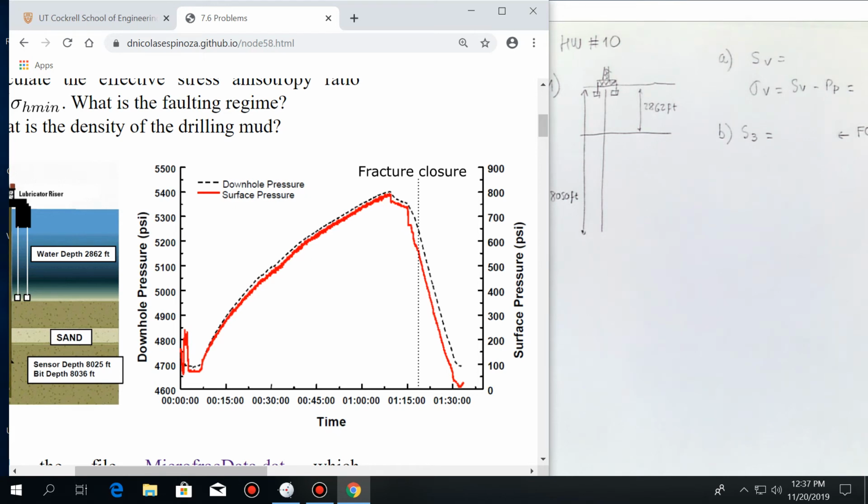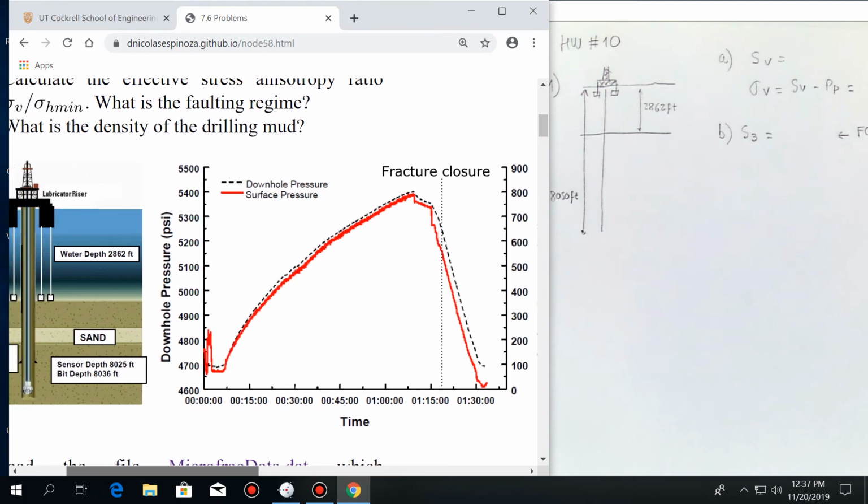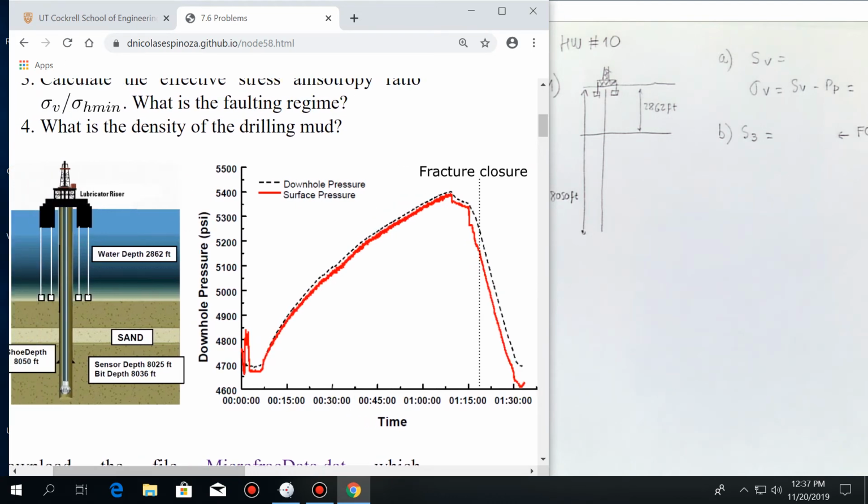The downhole pressure is going to be measured in downhole conditions. The surface pressure is going to be measured on surface. What is the difference between those two?